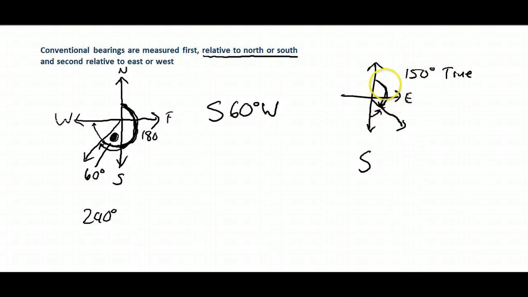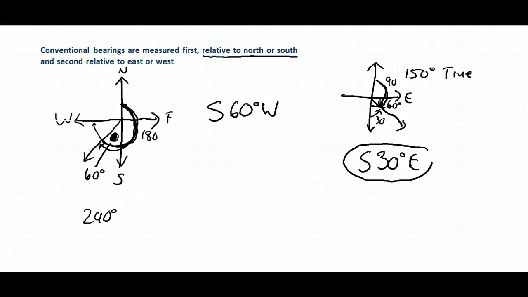Well, if it's 150 in total, then this is 90, and then this bit here must be 60 degrees. This gap in here, because 60 plus 90 equals 150. So if that's 60 over there, then this has to be 30 here, because that right angle's got to add up to 90. So from south, we're going 30 degrees towards the east. So that's the conventional bearing.